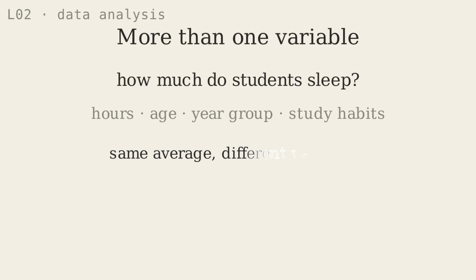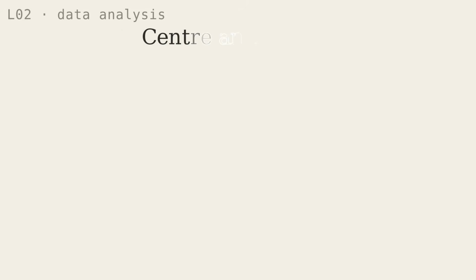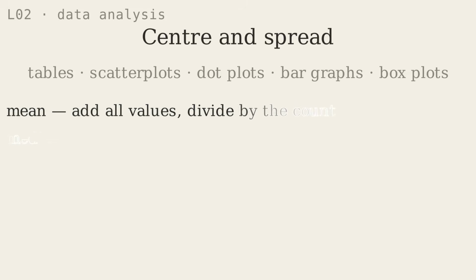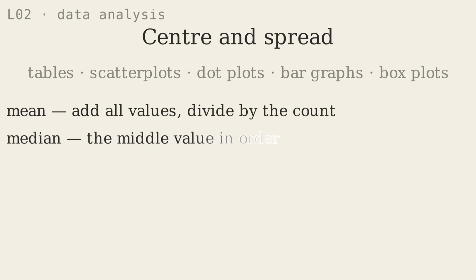This means that you must examine the data in context. You may need to determine whether one group sleeps more than another group. You may need to decide whether the groups have similar averages but different levels of variation. This is why data representation is important. On the digital SAT, data may be presented in tables, scatterplots, dot plots, bar graphs, or box plots. You may be asked to compare the center of two data sets. The center is commonly measured using the mean or the median. The mean is calculated by adding all the values and dividing by the number of values.